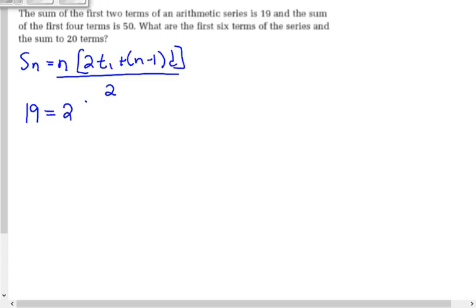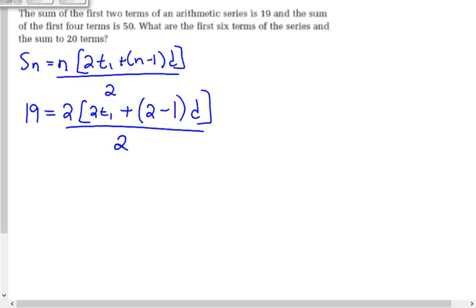We know that there are 2 terms total. We don't know what the first term is. Okay? We haven't been told that. Again, we're working with 2 terms, so we substitute that in for n. And we also don't know what the difference is. Okay? We haven't been told that.